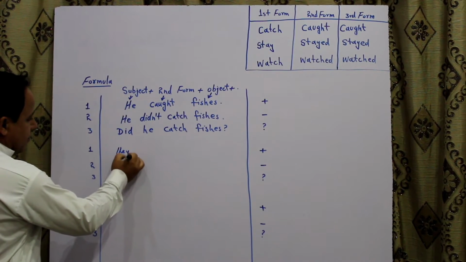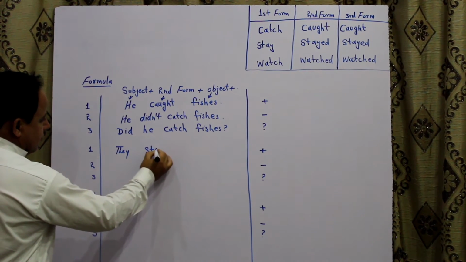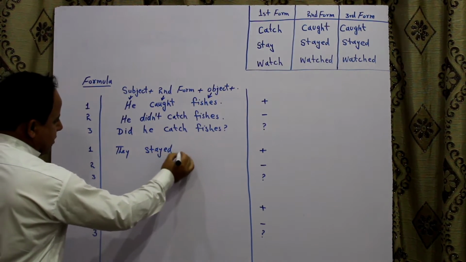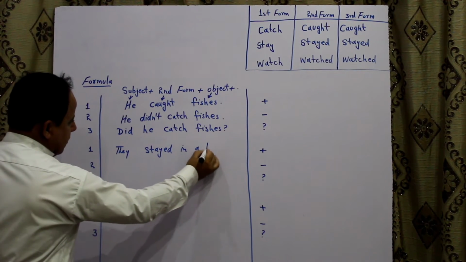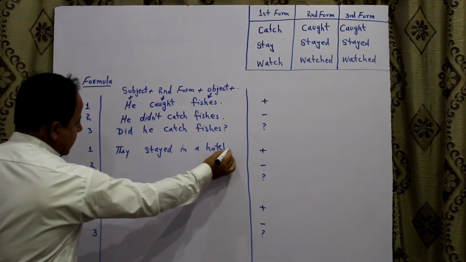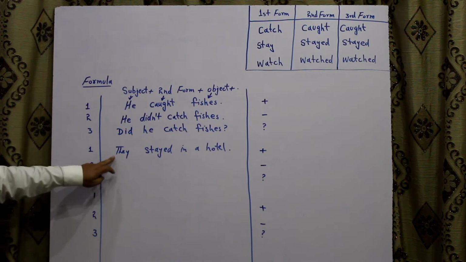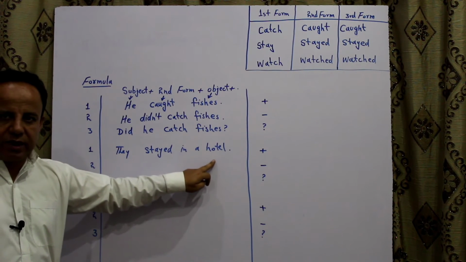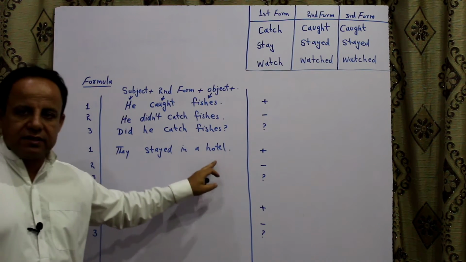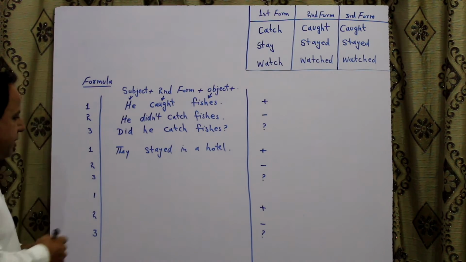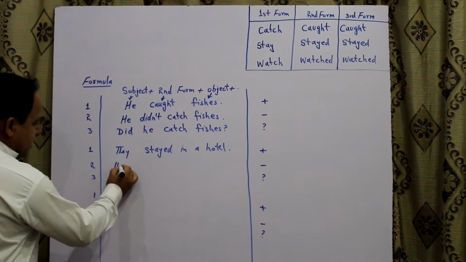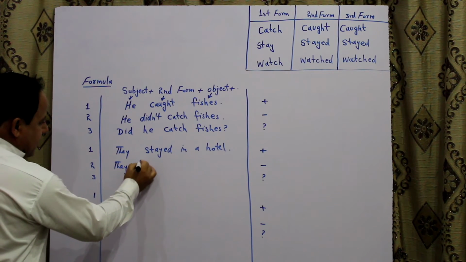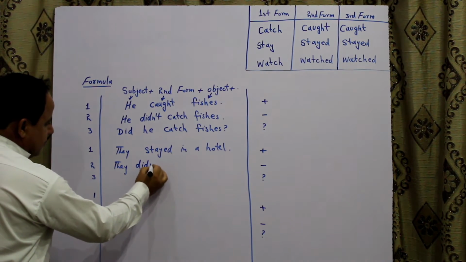They stayed in a hotel. Now they is our subject, stayed is our second form of the verb, and in a hotel is the address or place. It means where they stayed: in a hotel. How to make a negative sentence? The same formula is there. We use the subject. After the subject we use didn't.